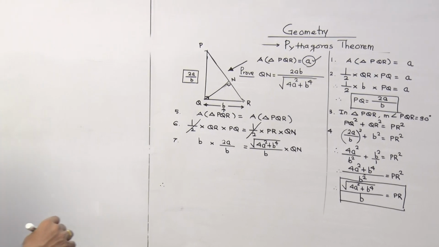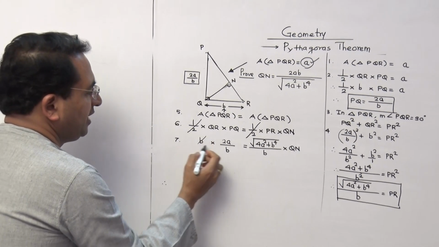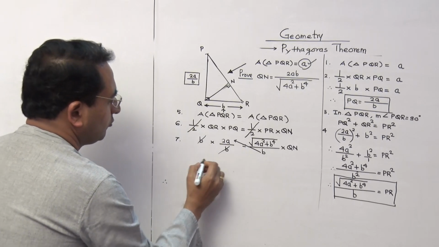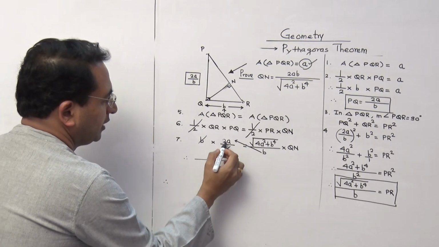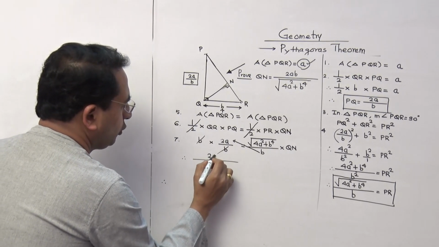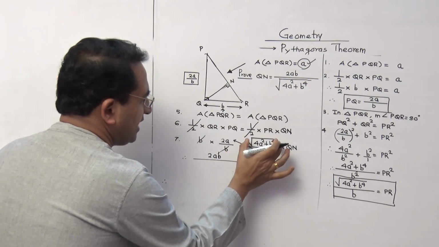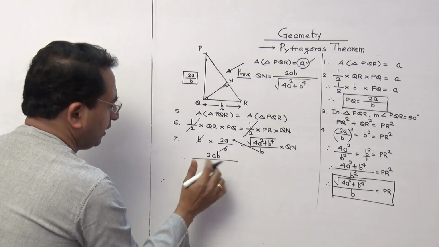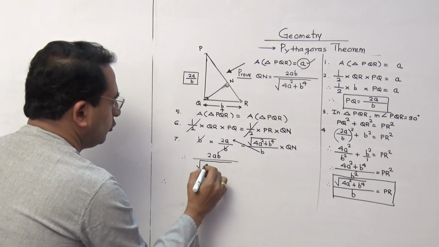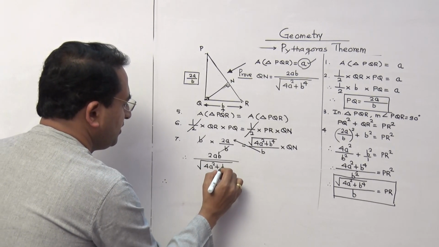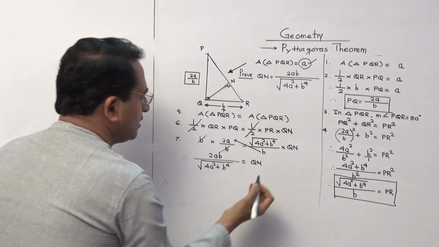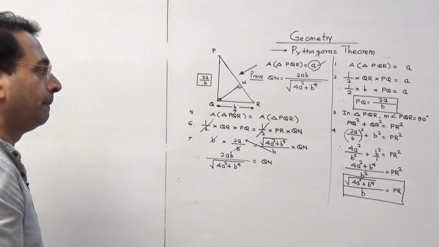Now what will get cancelled over here? This part b gets cancelled. This is transferred on this side. So what will happen here? Therefore, this 2a will be along with b to make it 2ab. And this entire part will go down here and it is written as square root of 4a square plus b raised to 4, that is equal to QN. See, how simple it is.